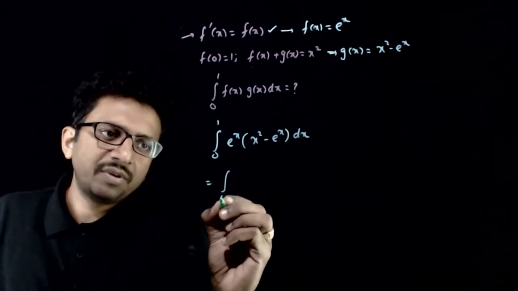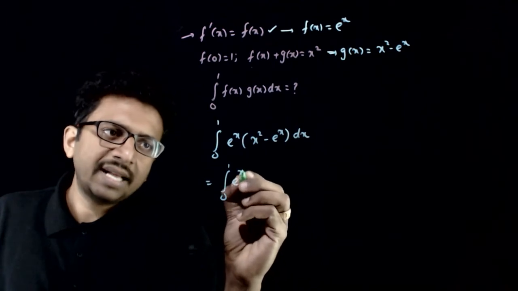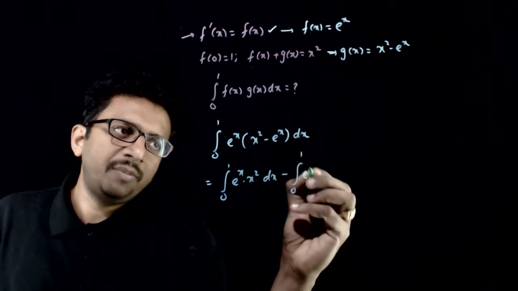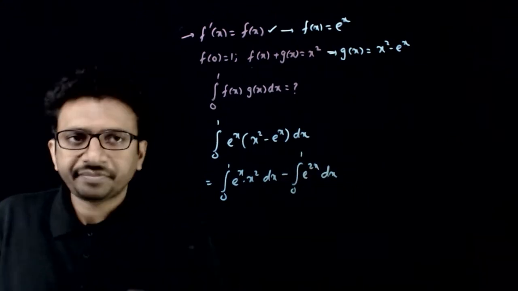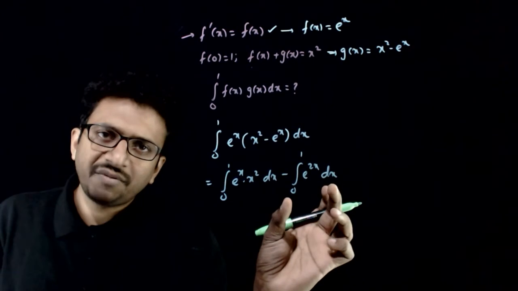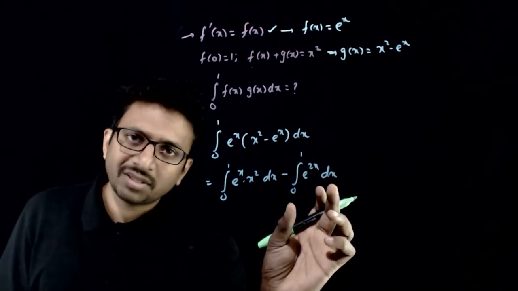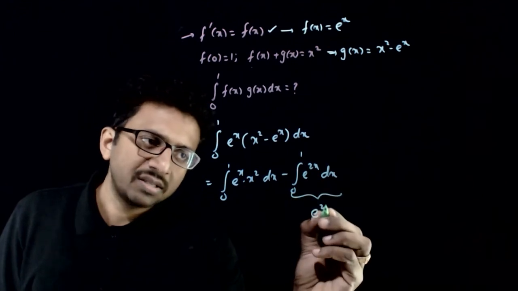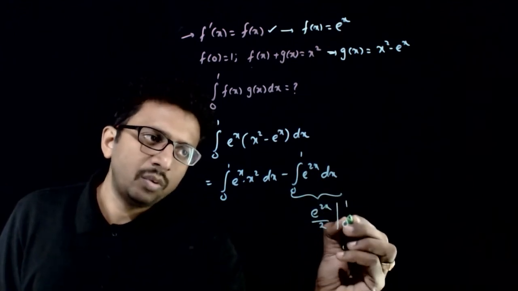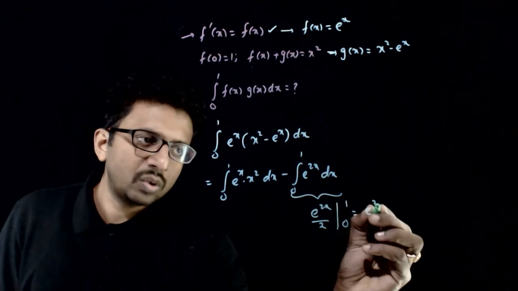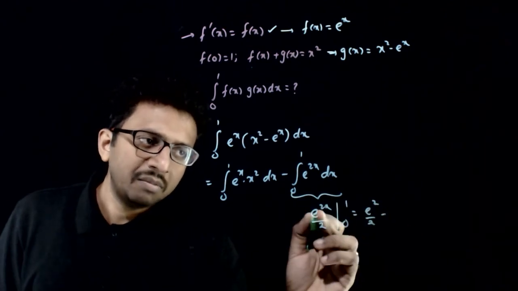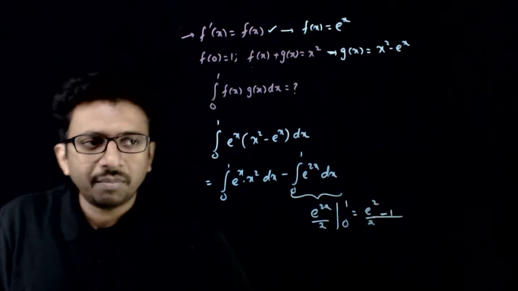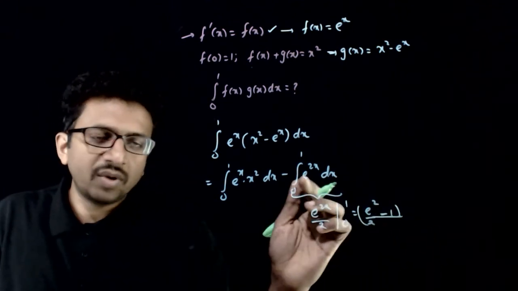That is equal to integration from 0 to 1 e power x times x square dx minus integration 0 to 1 e power 2x dx. So this is a very straightforward integration, which is e power 2x by 2. So this becomes e power 2x by 2 from 0 to 1, that is e square by 2 minus 1 by 2, that is e square minus 1 by 2.